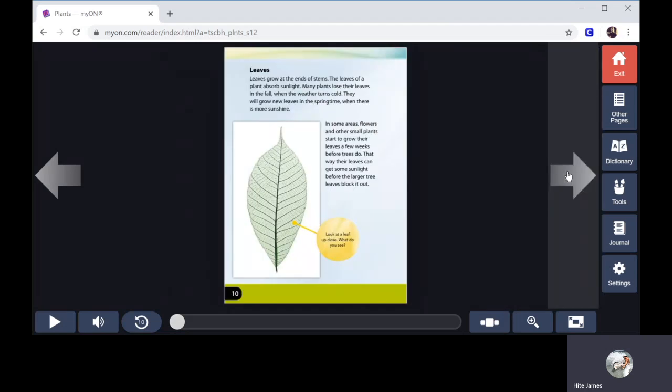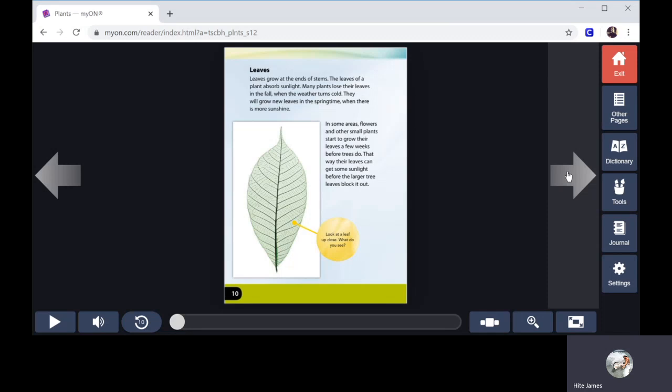Leaves. Leaves grow at the ends of the stems. The leaves of a plant absorb sunlight. Many plants lose their leaves in the fall when the weather turns cold. They will grow new leaves in the springtime when there's more sunshine. In some areas, flowers and other small plants start to grow their leaves a few weeks before trees do. That way, their leaves can absorb sunlight before the larger tree leaves block it out.